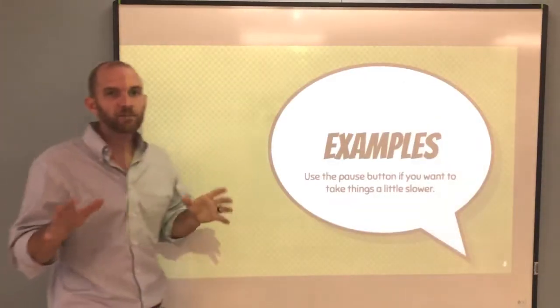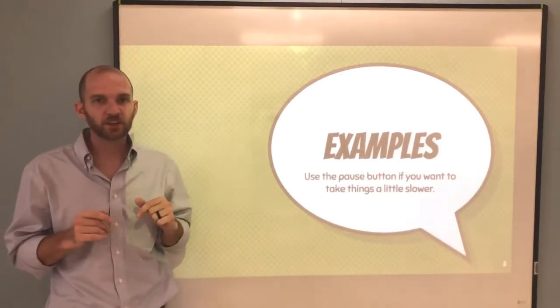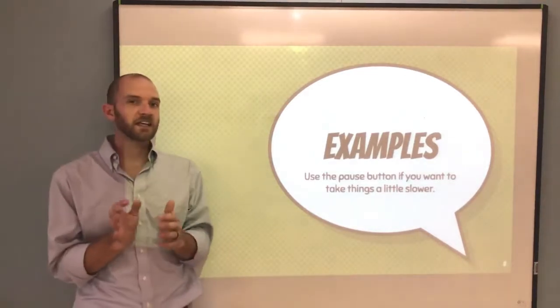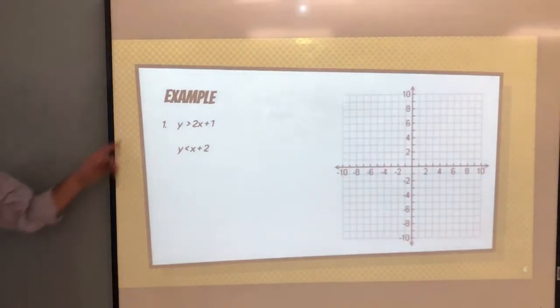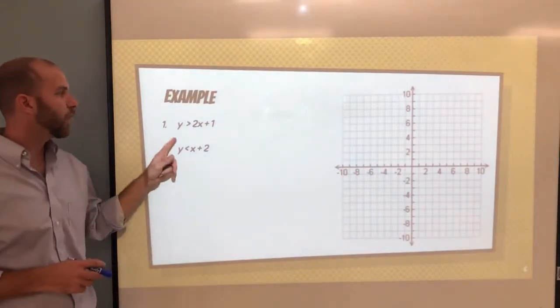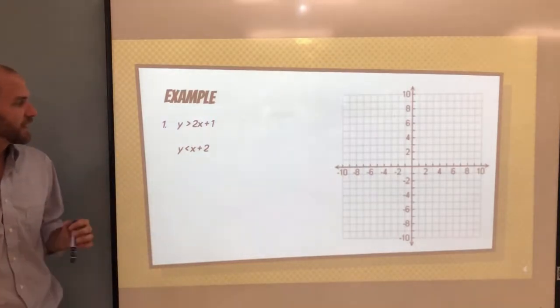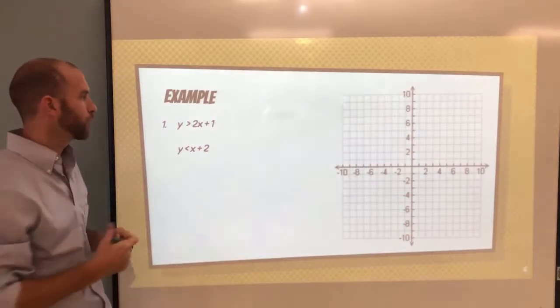We're going to look at 3 examples together. Be sure to use that pause button if you need to and take things a little bit slower. Otherwise, let's work these together. And if you've got your note-taking guide, these are the 3 examples on your note-taking guide. Our first example has the 2 inequalities, y is greater than 2x plus 1 and y is less than x plus 2. Let's start with our first inequality and just take a look at it before we graph it.